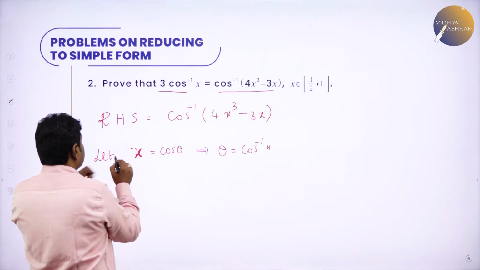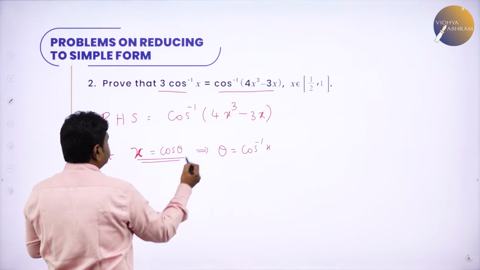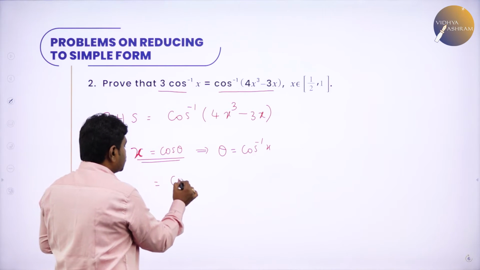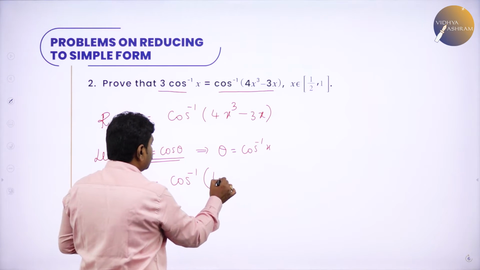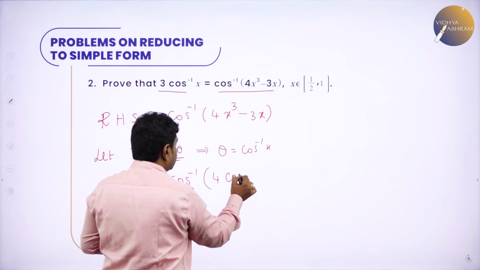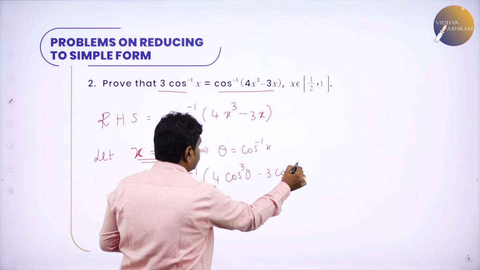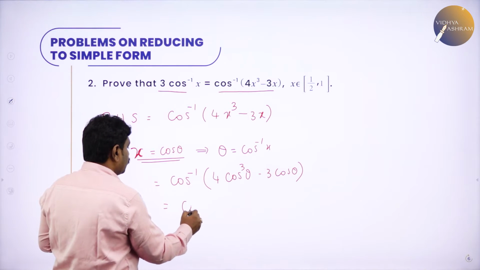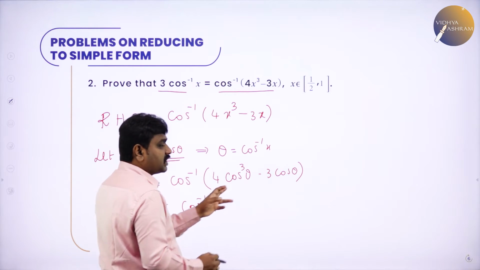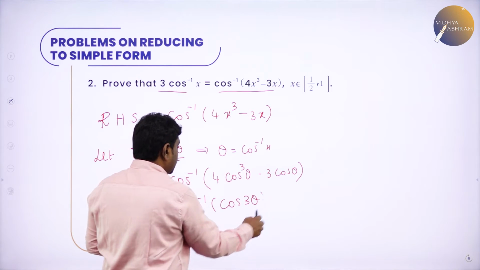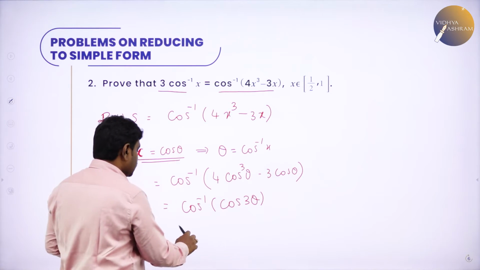Now in the place of x put cos theta in RHS. So it will become cos inverse of 4 cos cube theta minus 3 cos theta. What is 4 cos cube theta minus 3 cos theta? Cos 3 theta. So all of you know cos inverse of cos 3 theta is 3 theta.